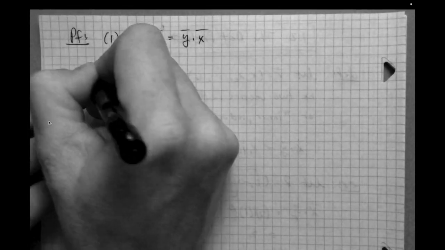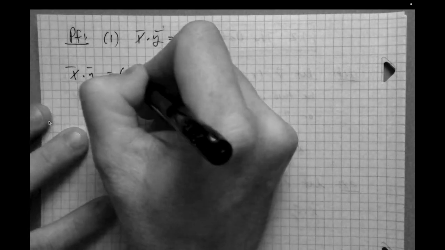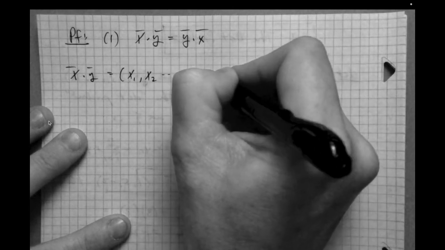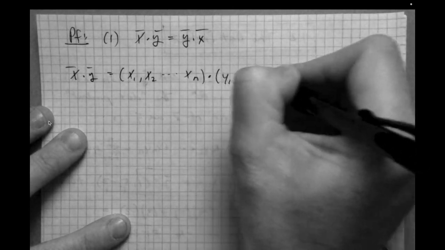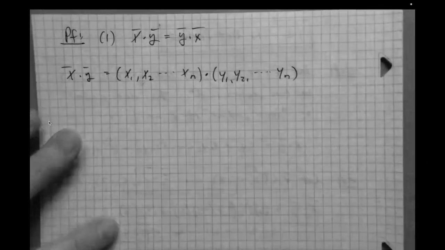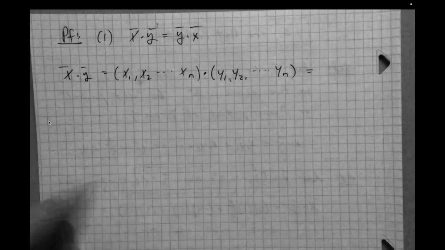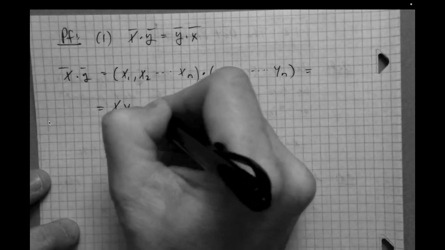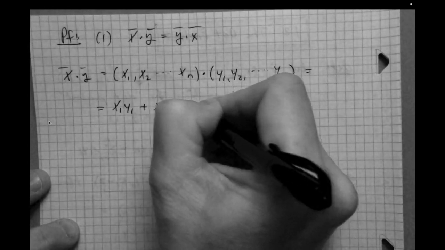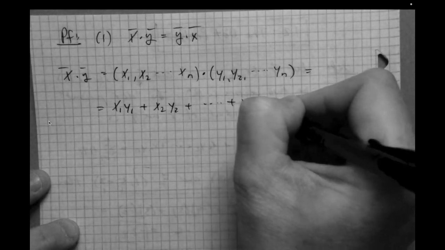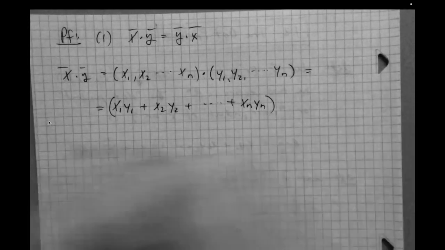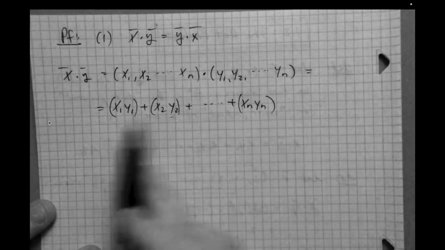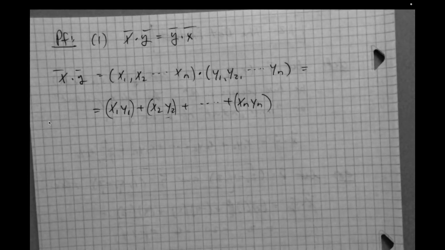We can just start with x dot y. We know what x and y are: x1, x2, ..., xn dot y1, y2, ..., yn, right? When I dot these together, I take the corresponding components, multiply them together, and then add all of the products. And so this would be x1 y1 plus x2 y2 plus ... plus xn yn. Now, this is not a vector anymore. This becomes a scalar, right?